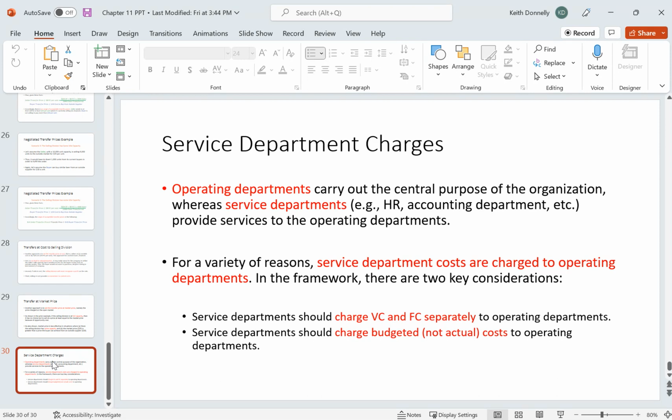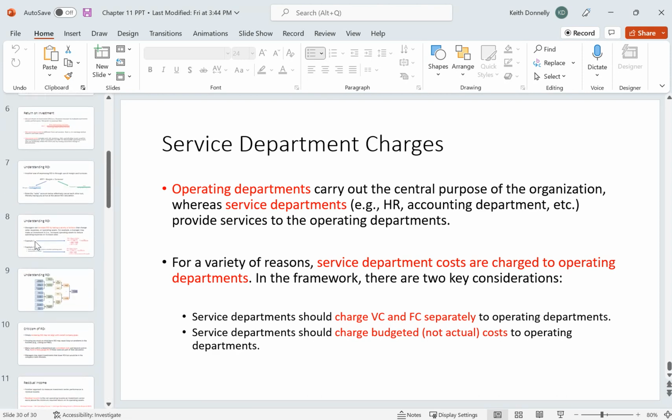Now, for a variety of reasons, service department costs are charged to the operating departments. We've got to make sure of two things here. Service departments should charge variable costs and fixed costs separately to the operating department. And then service departments should charge budgeted, not actual costs to the operating department. So these are just some general rules when you're talking about service departments, things like accounting, HR. When they provide services to the operating departments, how do we account for that? Those are some general rules there.